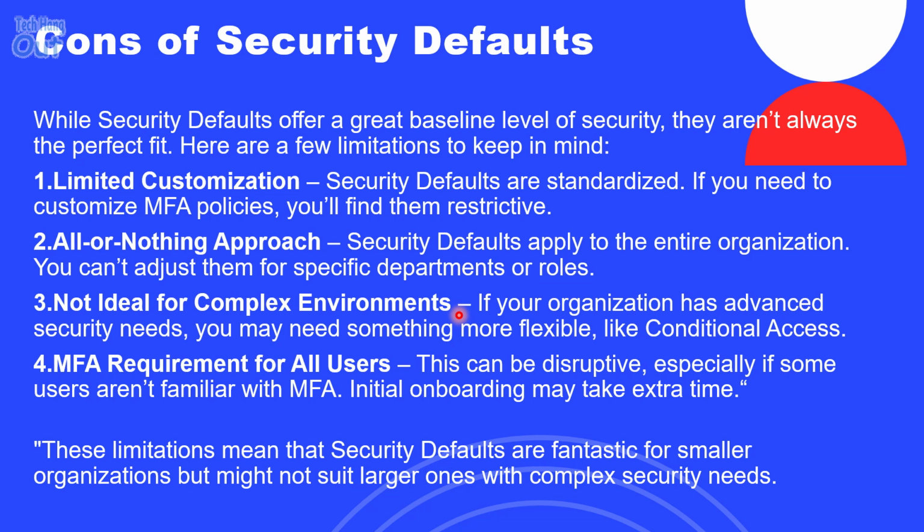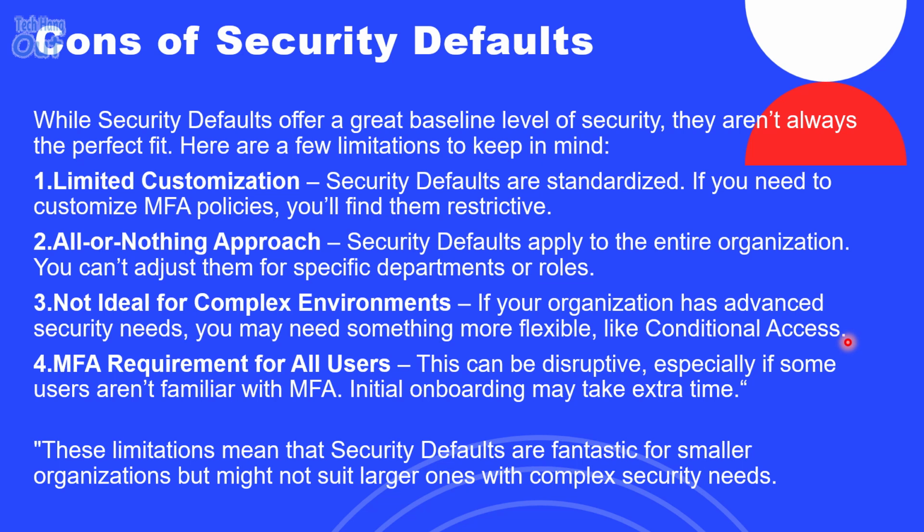So, if you have your tenant locked down by security defaults, you cannot do anything else. So it's not really ideal for a complex environment. Just like what I have here, if your organization has advanced security needs, you may need something more flexible, like conditional access. Conditional access is another way of setting up MFA, which I will come to in my subsequent class. So that's just one of the other methods we can use to set up MFA.